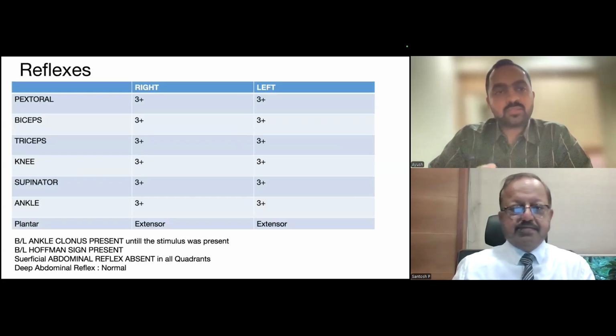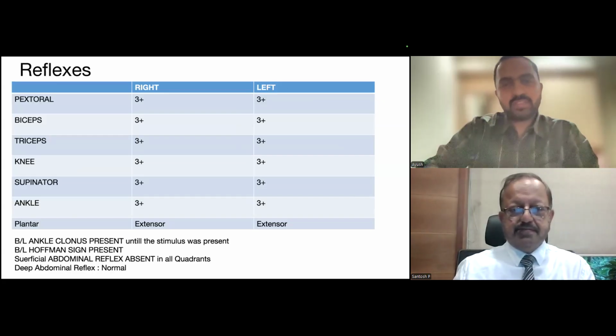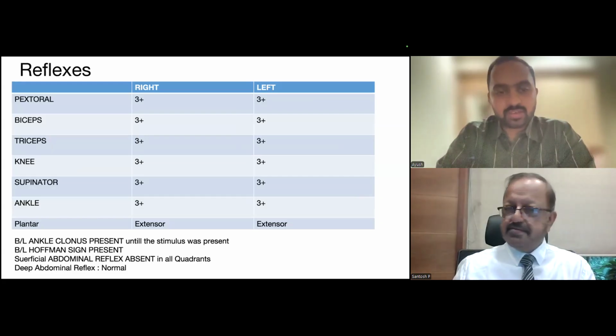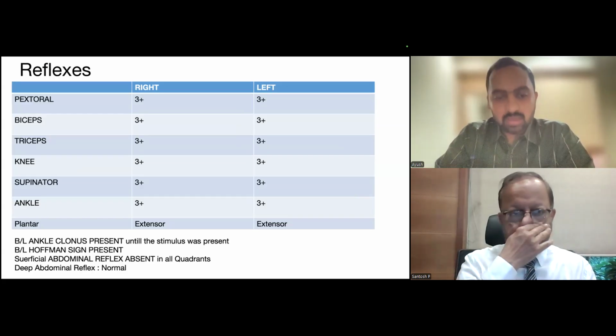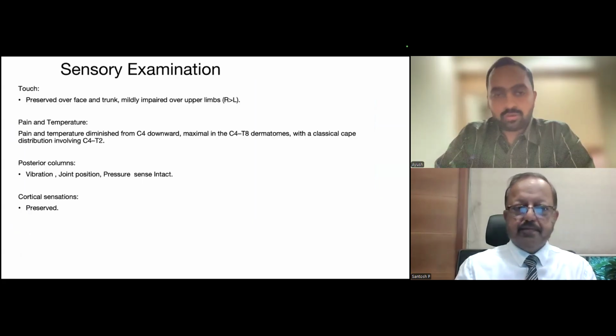So the reflexes were exaggerated on both sides. Even the pectoral reflex was exaggerated on both sides. Sorry for the spelling mistakes. Bilateral ankle clonus was present. Bilateral Hoffmann sign was present. Superficial abdominal reflex was absent in all quadrants.